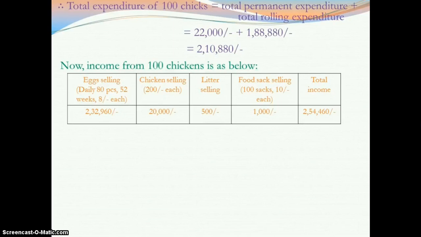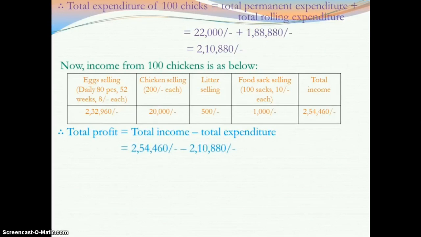Now we have already found the total expenditure and total income. So what should be the profit? Profit is total income minus total expenditure, that is 2,54,460 minus 2,10,880. So our profit for 100 chickens in 18 months is 43,580. So for 100 chickens the cost is like this. If the farmer wants to rear more chickens at a time, then it should be a multiplication of the ratio.